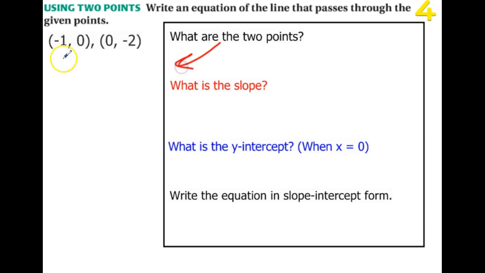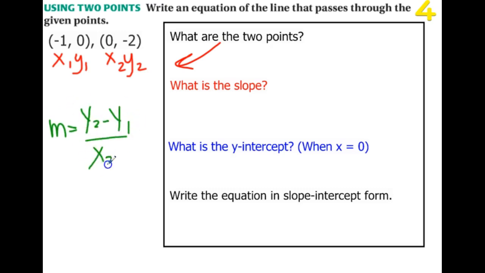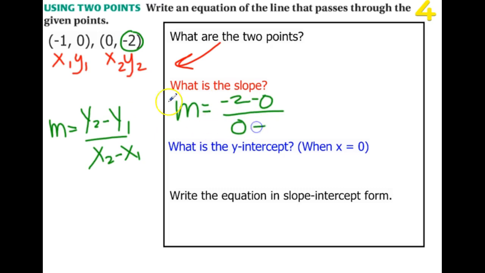Let's try the same thing again right here. What are our 2 points? I'm going to label them x, y first point, x, y second point, and then find my slope. Again, our slope formula is y2 minus y1 over x2 minus x1. So first, y2, which is negative 2, minus y1, which is 0. And then on the bottom, x2, which is 0, minus x1, which is a negative 1. Those two negatives make a positive. Negative 2 minus nothing is still negative 2. 0 plus 1 is 1.